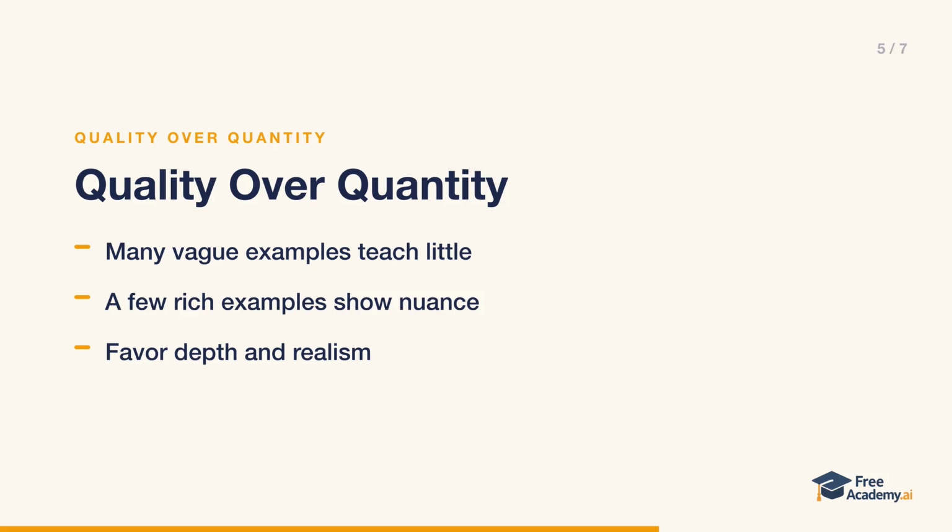Now compare 3 excellent examples. One detailed positive. The customer service rep spent 30 minutes helping me resolve my issue, above and beyond. One rich negative. I've been waiting 3 weeks for a response to my support ticket, completely unacceptable. And one clear neutral. The product works as described, standard delivery, nothing remarkable either way. Those 3 show real nuance and detail, and they teach the model far more than 10 shallow ones. When you're choosing examples, reach for depth and realism over a long list.